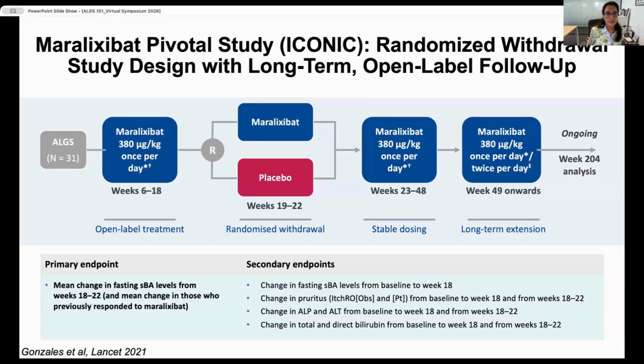So this was one of the studies led by Miram, where 31 patients with Alagille syndrome were treated with maralixibat for several weeks, and then half of them were put onto placebo, meaning that they were given non-drug, and then they were returned to being on maralixibat. And what did we look at when we were following these patients?